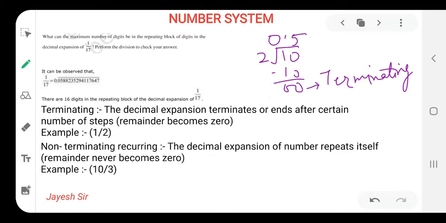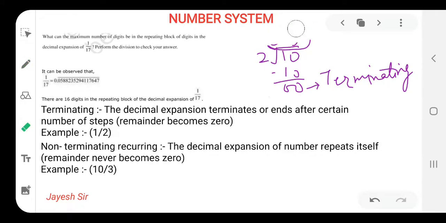That means the answer we are obtaining is complete. It does not keep on repeating itself, so the bar should not be placed above. This is the only thing we have to keep in mind: the remainder becomes 0. Again I'm repeating that after dividing the number, if the remainder we obtain is 0, then that decimal expansion is said to be a terminating decimal expansion.